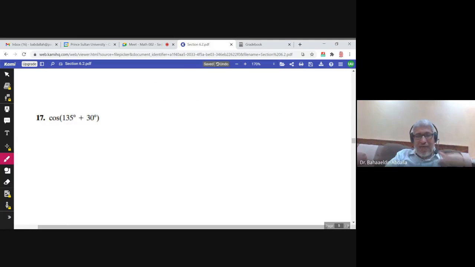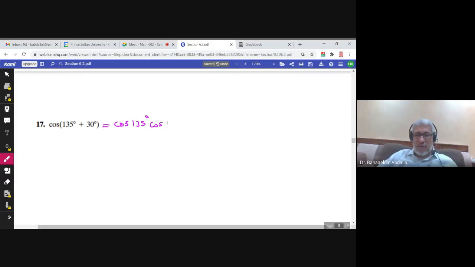What about cosine 135 plus 30? Let us do this question. Now this is cosine. So remember, you have to memorize the formulas. It is cosine 135, cosine 30, and the sign is different, so minus sine 135 sine 30. Please pay attention to this question.